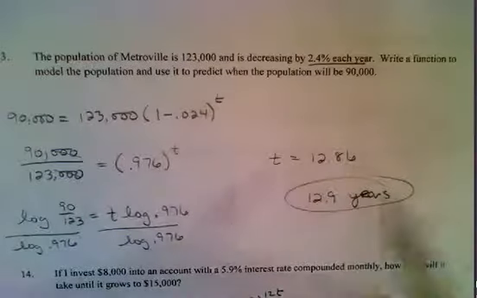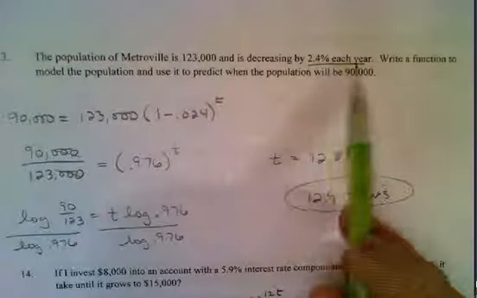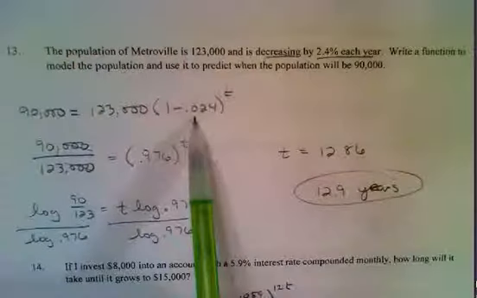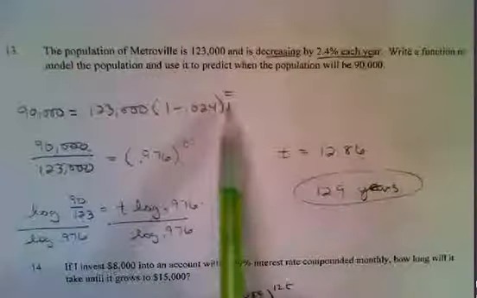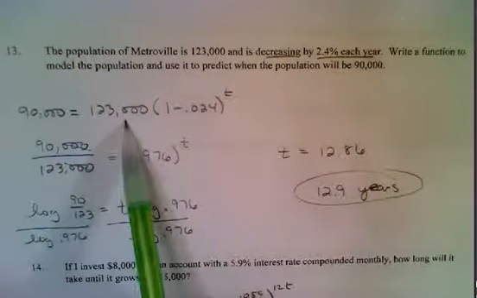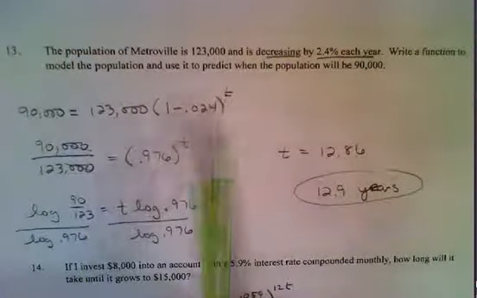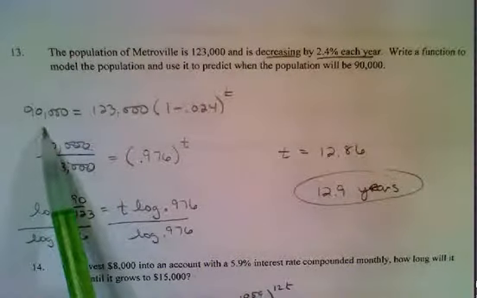I think I have one more over here that's per year. Again, it says each year. This is decreasing, so that means I'm going to take 1 minus 0.024 raised to the t power. The initial amount was 123,000. I want to know when, I want to know the time, when it is 90,000.